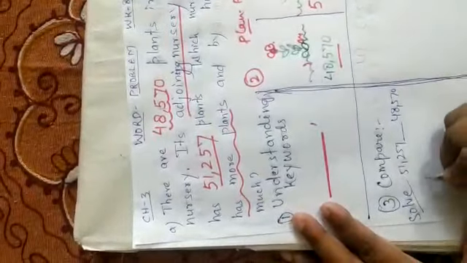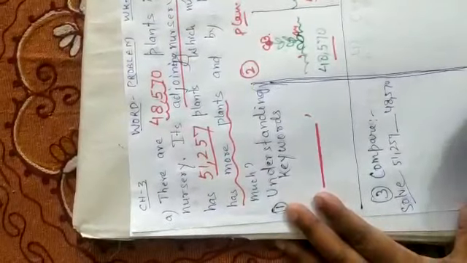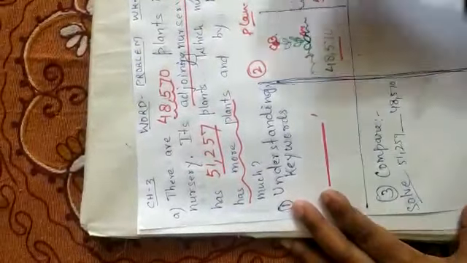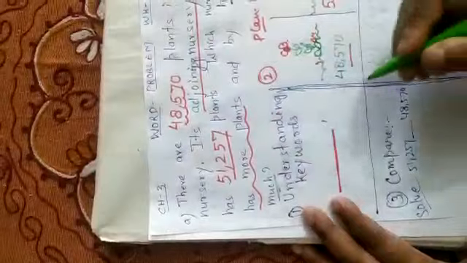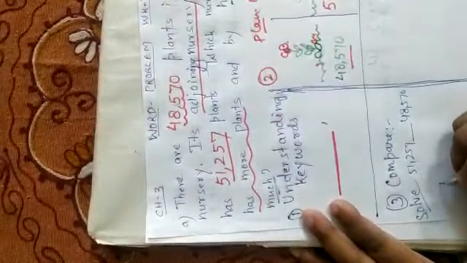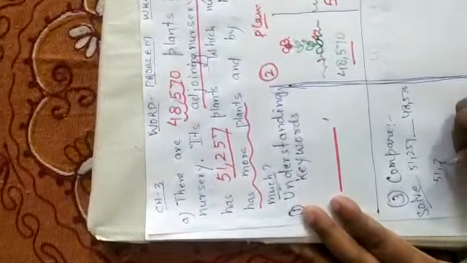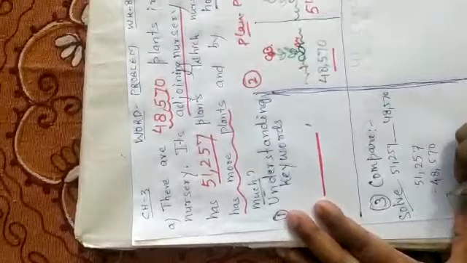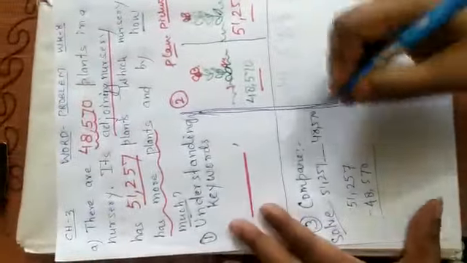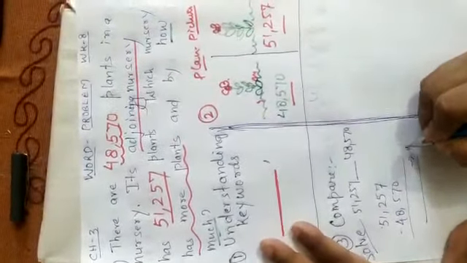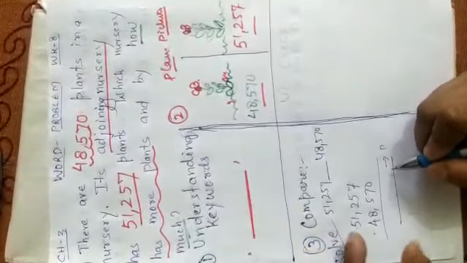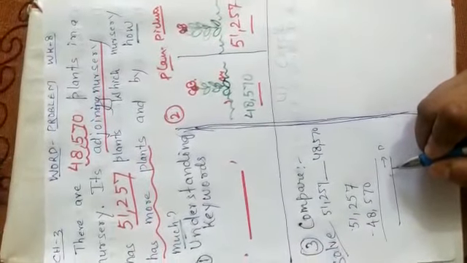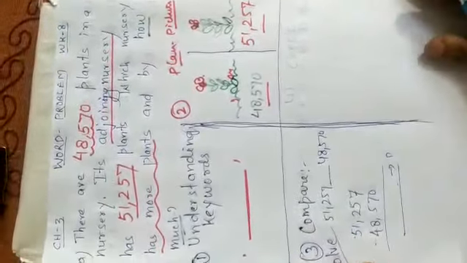Then after comparison, in order to find out by how much, that is the punchline, it means we have to subtract. 51,257 is subtracted with 48,570. We will do the subtraction. Now the subtraction gives the difference. This is the number of more plants that the winner nursery has.